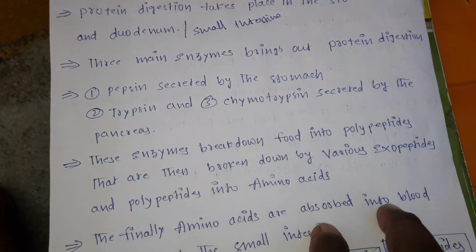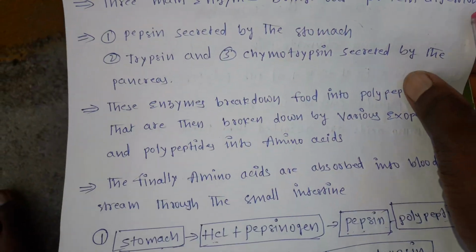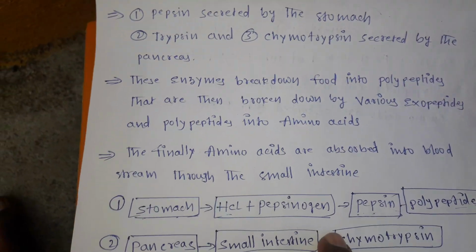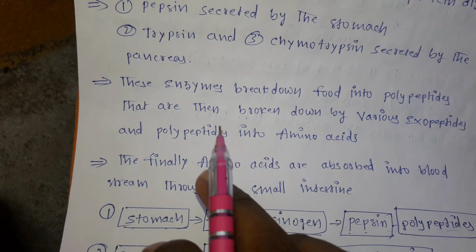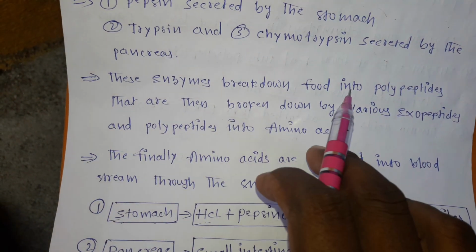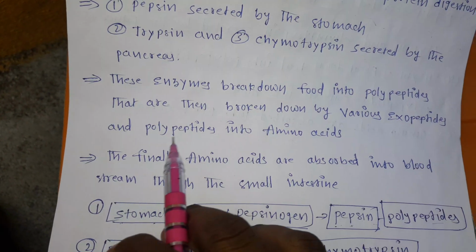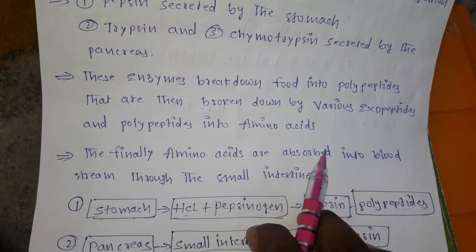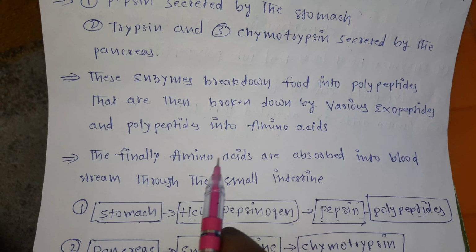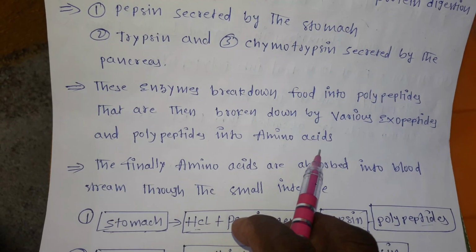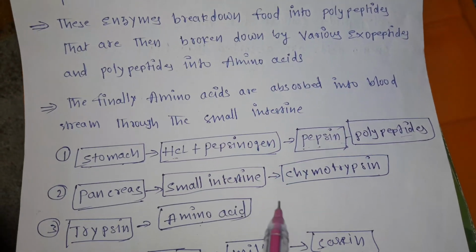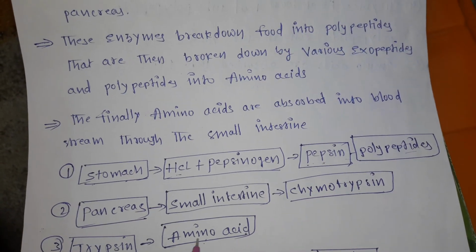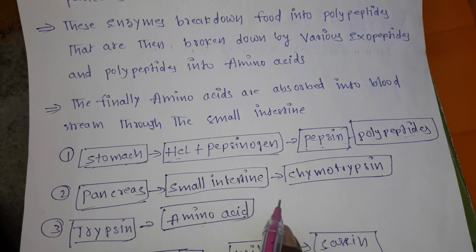Very simple. We should not make any mess or confusion. Don't make it a complex concept. It's a very easy concept. These enzymes break down food into polypeptides that are then broken down by the various exopeptidases into amino acids. I told you that polypeptides convert into amino acids, and amino acids mix into the bloodstream.